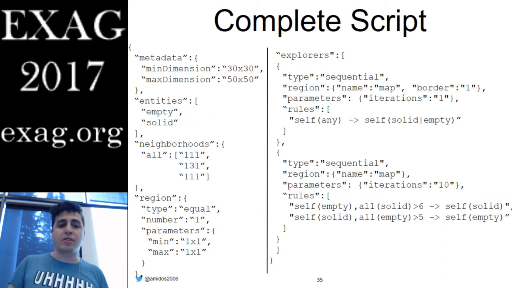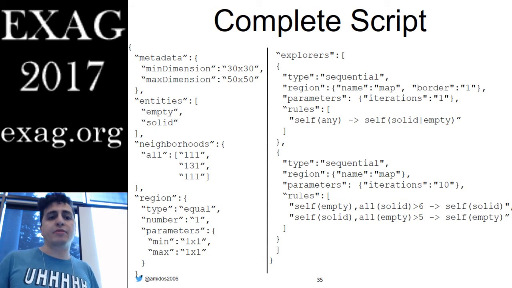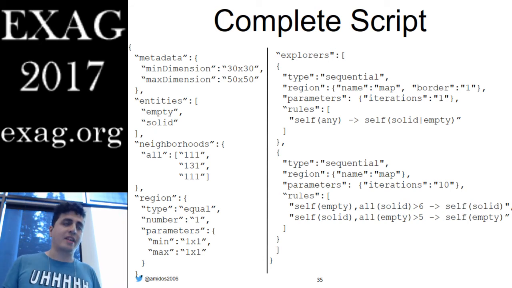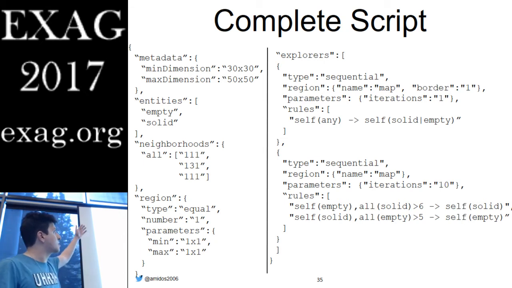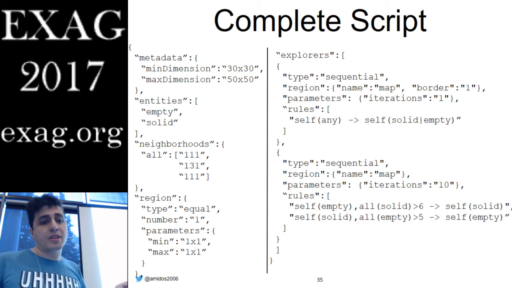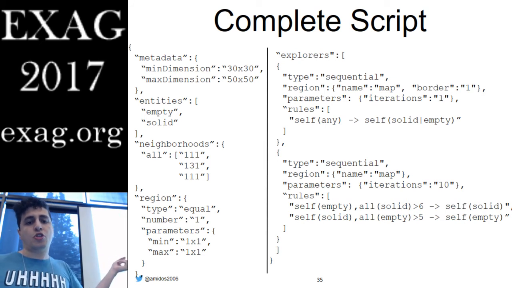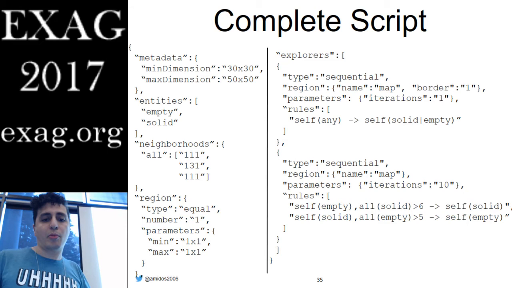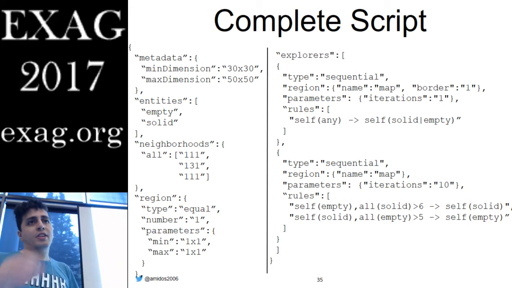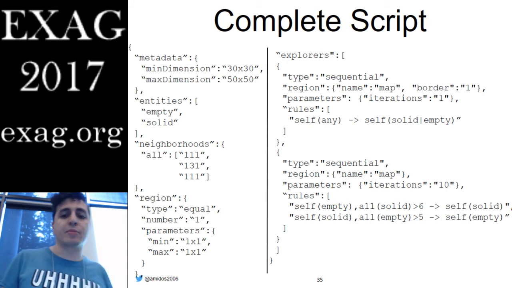So this is how a complete script is written in our implementation. Every person can write his own implementation or his own interpretation for the language itself, but this is the way we did. And as you can see, this script says it's going to generate a map between 30 and 50, it only has two entities, empty and solid, and it uses only one neighborhood, which is the old neighborhood, and it doesn't divide the map. Then the first thing it does is go sequentially over the whole map and put for each tile, regardless of its value, either a solid or an empty with equal probability. The next one is kind of like a cellular automata, where it checks each tile. If it's an empty and it's surrounded mostly by solid, it will turn it to a solid. But if it's a solid and surrounded by mostly empty, it will make it an empty.